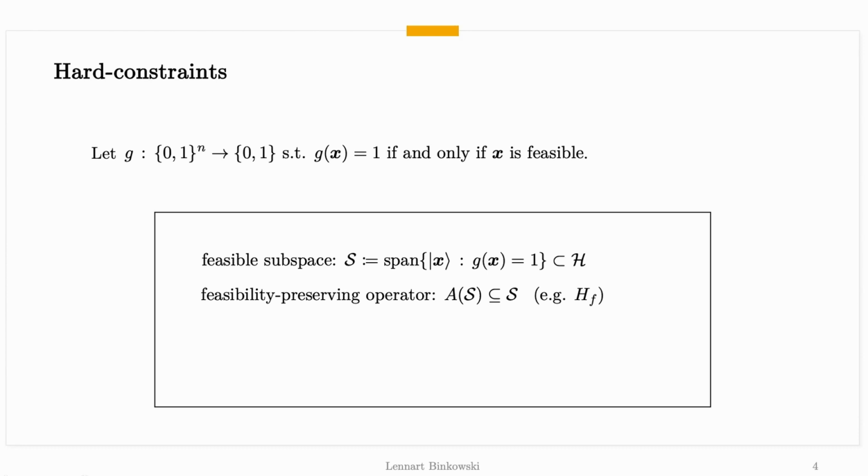And then we have also the notion of a feasibility preserving operator. We call operator A feasibility preserving if it maps the feasible subspace to itself. One very important example of such an operator is the objective Hamiltonian H_F, right? It has the computational basis states as its eigenstates, especially the feasible ones. Therefore, it maps those feasible ones to themselves and therefore leaves the feasible subspace invariant.